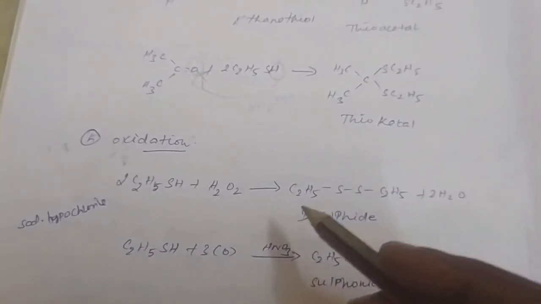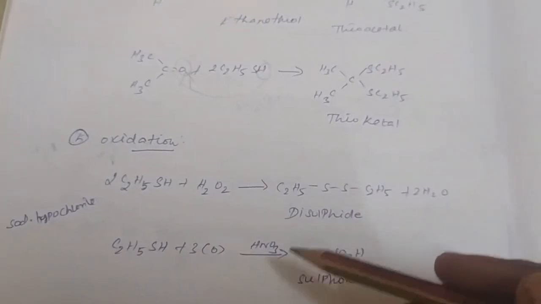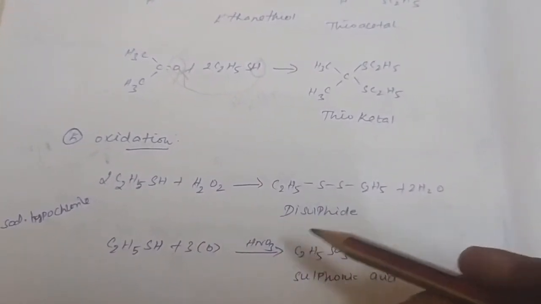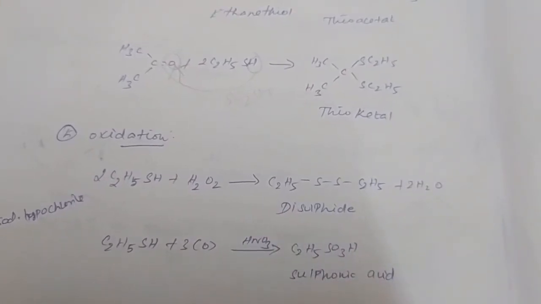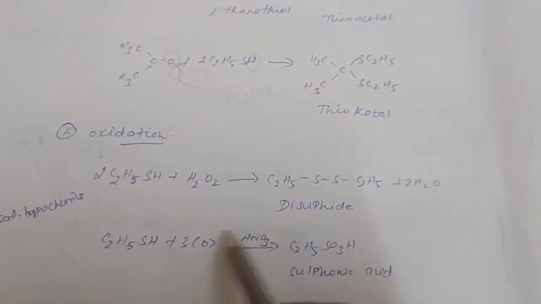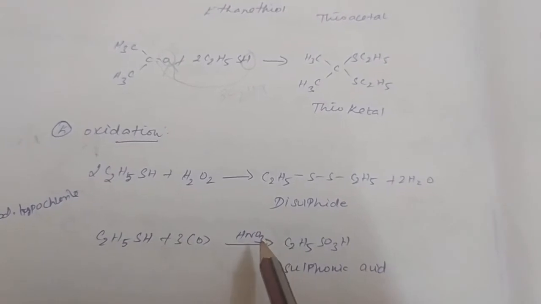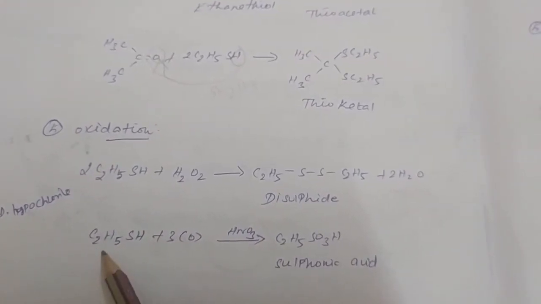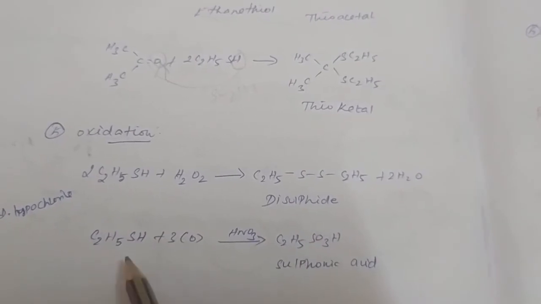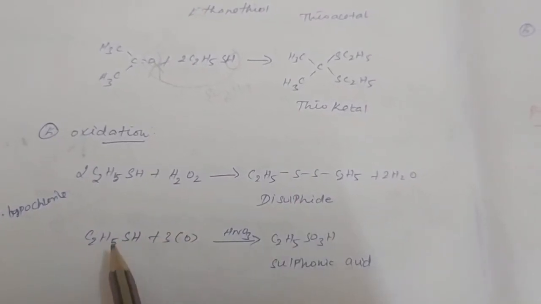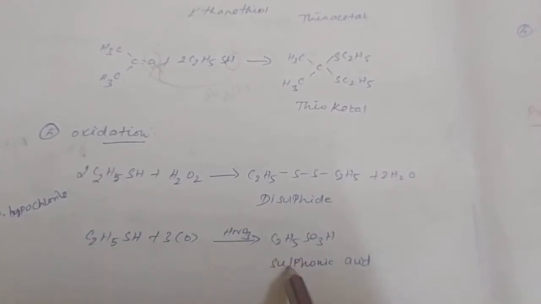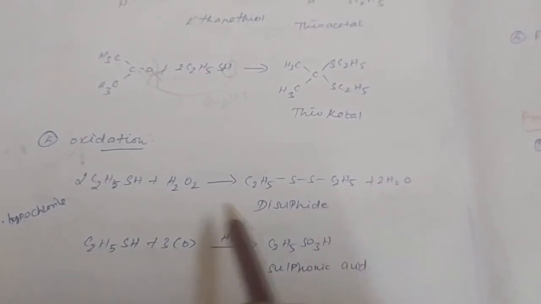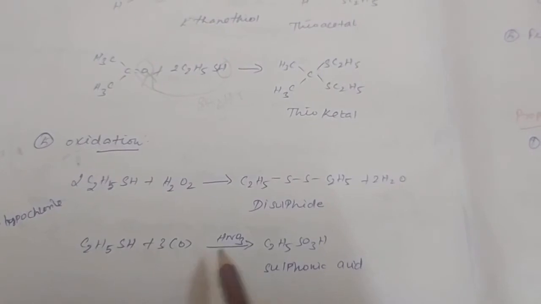Suppose we change the oxidizing reagent from mild to strong. So this is the strong oxidation. Nitric acid acts as a strong oxidizing agent. So it oxidizes thiol to sulfonic acid. Here sulfur is oxidized to the SO3H group. So thiol converts to sulfonic acid by a strong oxidizing agent such as nitric acid.